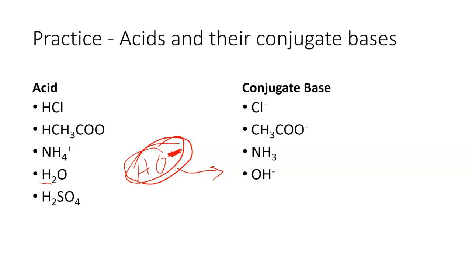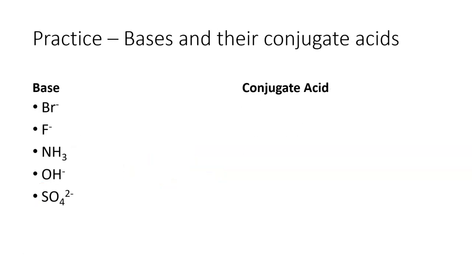H2SO4, I want to take away just one of these hydrogens, so I'm going to be left with HSO4 minus. Now you do also want to practice the opposite. So these are some bases, and you want to come up with their conjugate acids. So give you a moment to pause the video, and then you can forward to check yourself on the conjugate acids. Remember, you're going to add H plus to each of these.